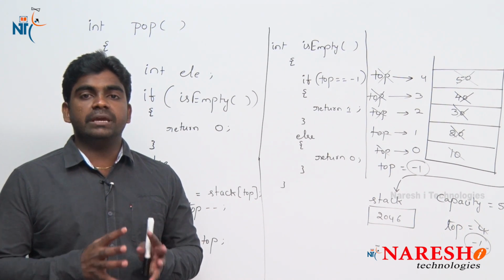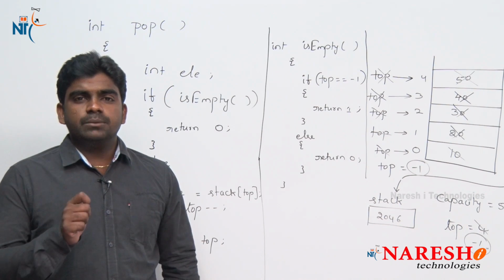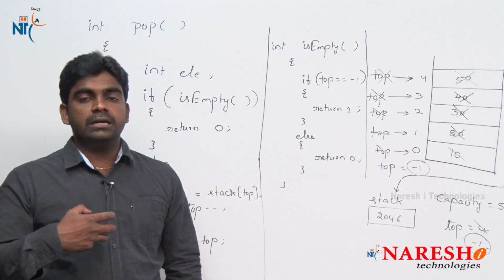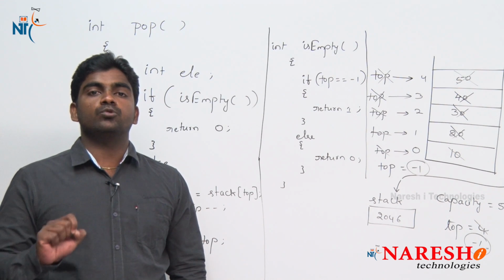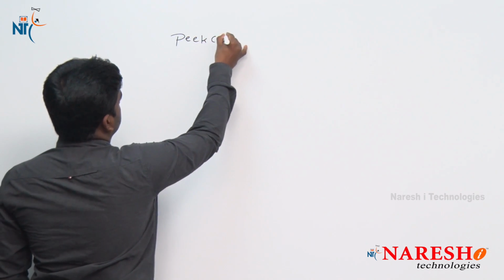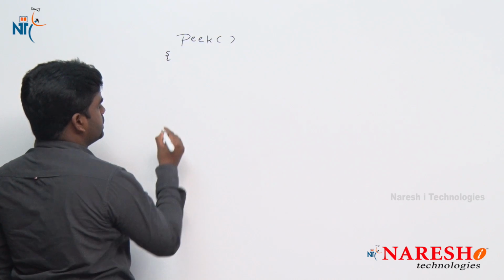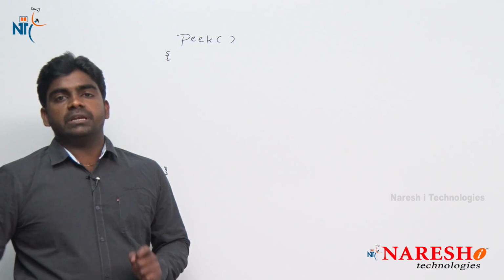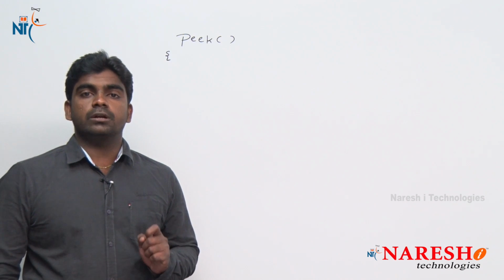So what is the peek method? What is the peek method means? It will return the top element, but it will not remove the top element. Simple. Peek method. So what is a peek method means? It will return the top element, but the element will not be removed.